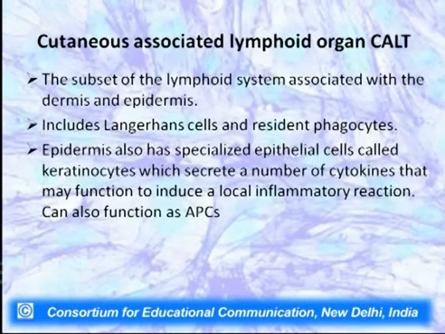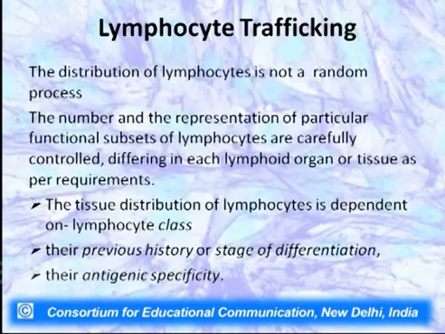Now, there is another tissue called the tertiary lymphoid tissue, or the cutaneous associated lymphoid tissue. This is a subset of the lymphoid system which is associated with the dermis and epidermis and includes Langerhans cells and resident phagocytes. The epidermis also contains certain keratinocytes which secrete cytokines that help in producing an inflammatory reaction and function as APCs also, that is, antigen presenting cells.